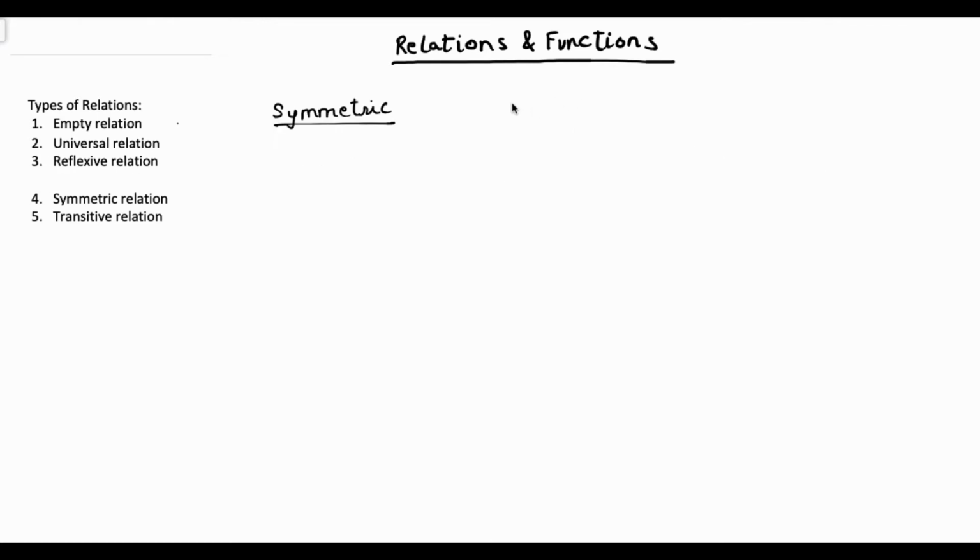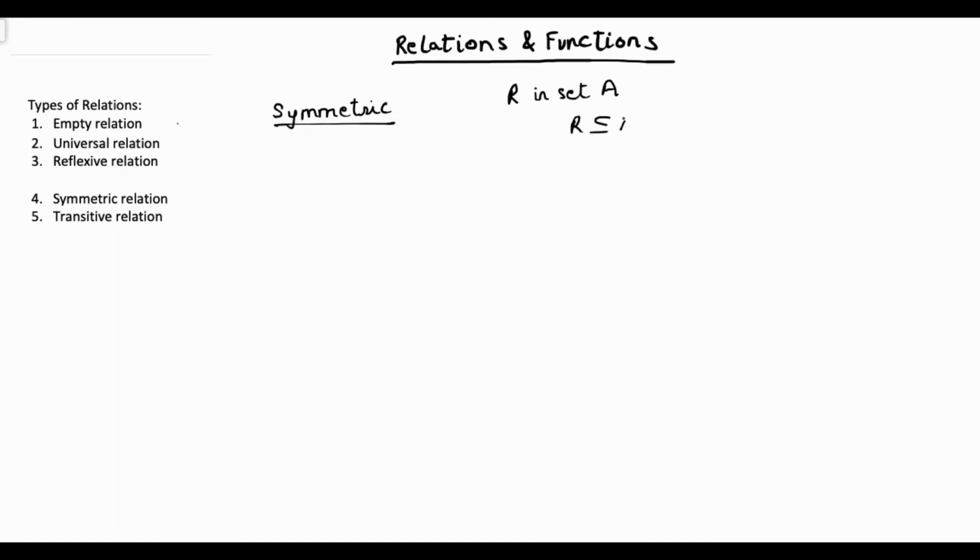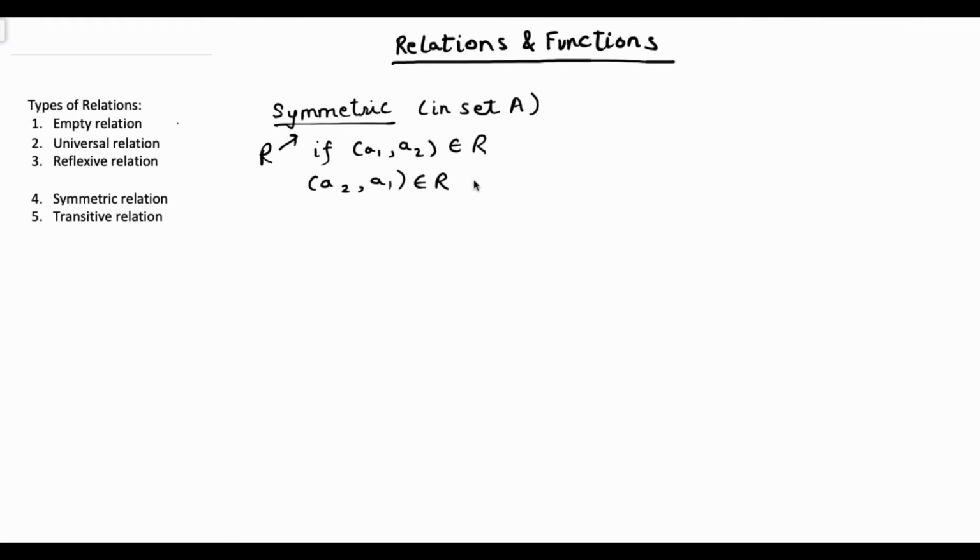I forgot to mention that for reflexive, symmetric, and transitive, we will only be talking about relations in set A. Unlike the previous example in which we were talking about A cross B, replace B with A. So now all the relations will be subsets of A cross A. A relation R can be called symmetric if for every element a1, a2 which belongs to R, there must exist a2, a1 in R as well, where a1 and a2 are elements of set A.